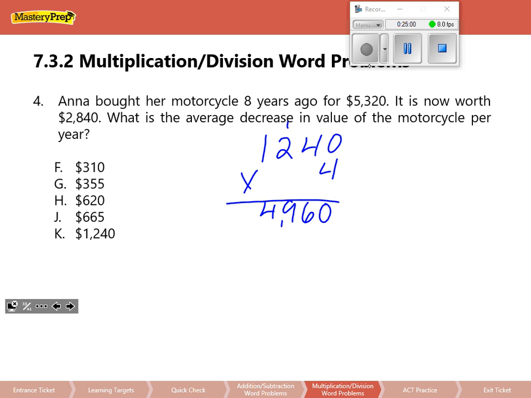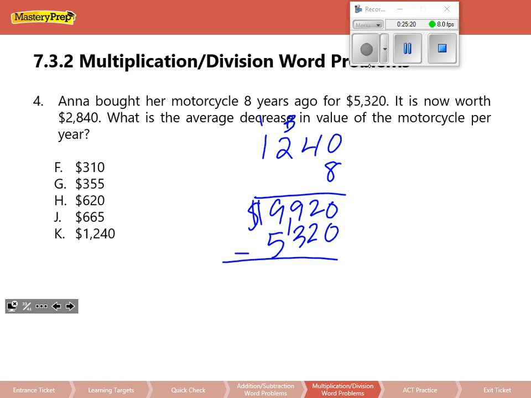Wait a minute, she started at... So even if we took this the full 8 years, 0, 2, carry the 3, 16, 8. Let's just subtract what she started with. 0, 0, 6. That means her motorcycle would be technically worth negative $4,600. Yeah, that ain't it.